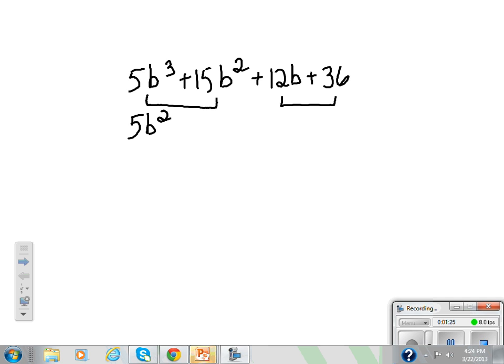Okay, and then you have to ask yourself, what do I multiply 5b squared by to get 5b to the third plus 15b squared? So what would we multiply 5b squared times to get 5b to the third? We'd multiply it times b. And what would we multiply 5b squared by to get 15b squared? Just by positive 3.